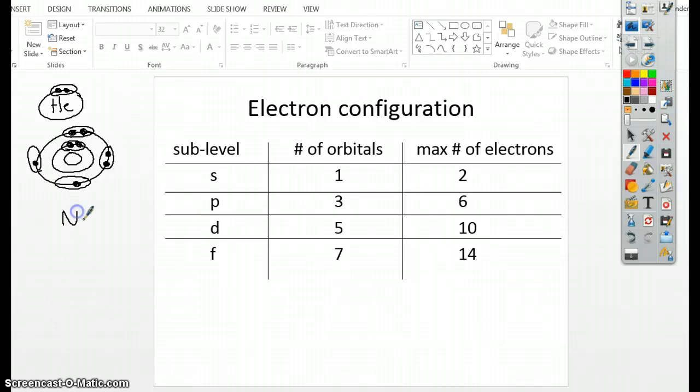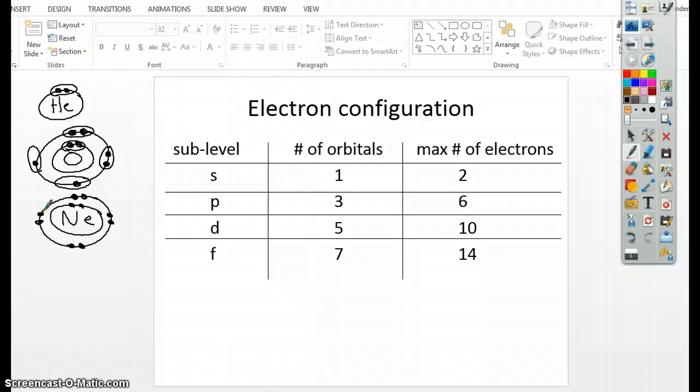Then we'll have neon. It's going to fill up the first energy level, which only holds the S sublevel, and it can only have 2 electrons. So then we head to the second energy level. It's going to fill up the S sublevel, which can only hold 2. The P can hold up to 6: 1, 2, 3, 4, 5, 6. There's neon.